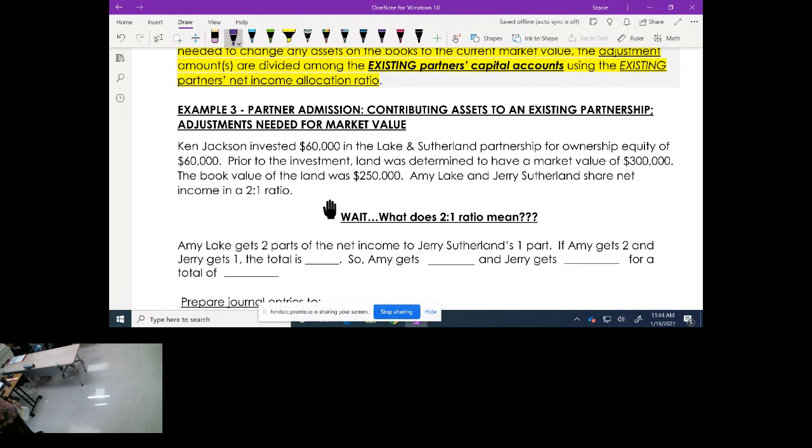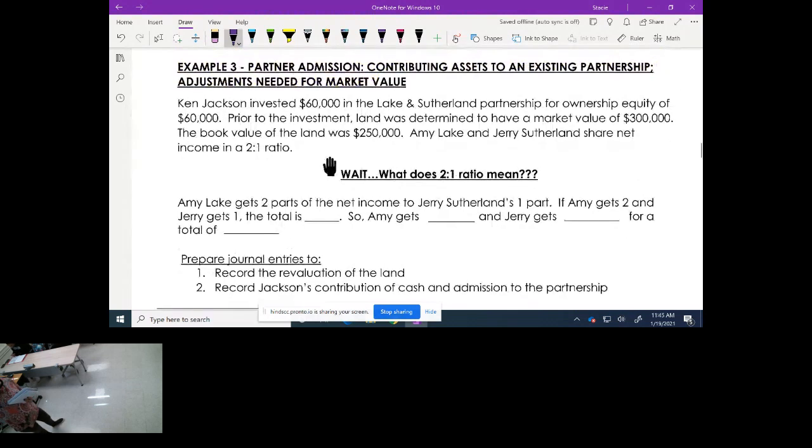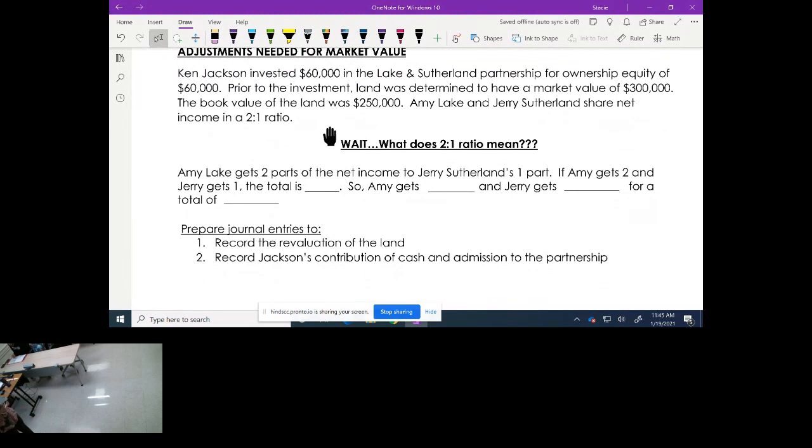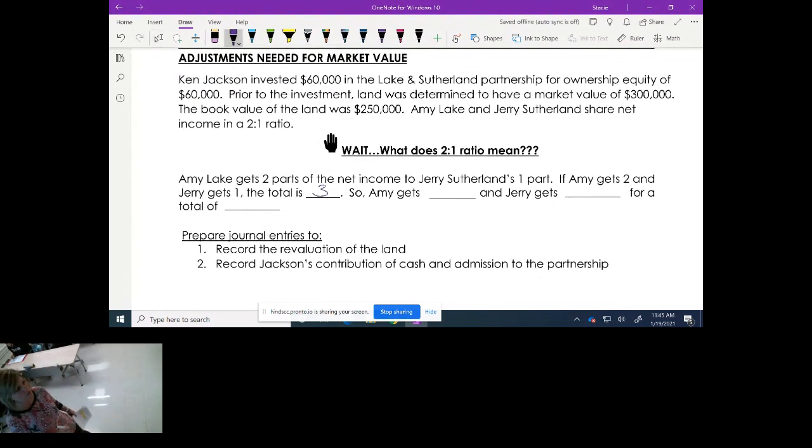Now, Amy Lake and Jerry Sutherland, their net income sharing ratio is 2 to 1. So let's break that down real quick. Amy Lake gets 2 parts of the net income to Jerry Sutherland's 1 part. If Amy gets 2 and Jerry gets 1, the total is 3. I don't mean to kindergarten y'all to death, but sometimes I gotta have it broken down. So how much would Amy get out of that 3? 2/3. She gets 2/3 and Jerry gets 1/3. And if you add them together, that's 3/3 and that's the same as 1. So that's the whole. All right, so the first entry we're gonna record is the revaluation of the land.